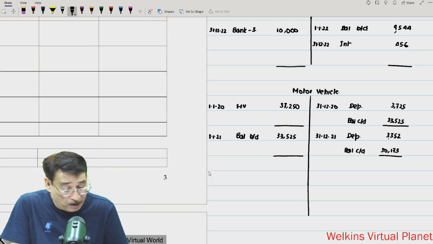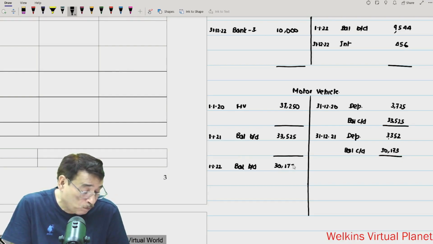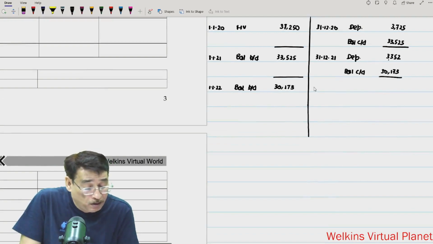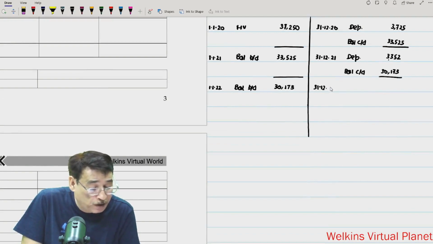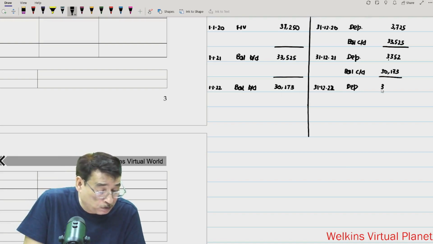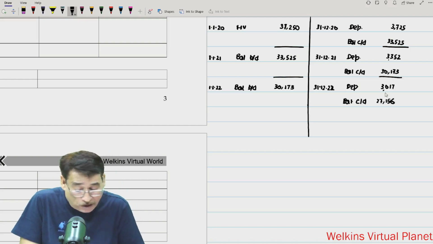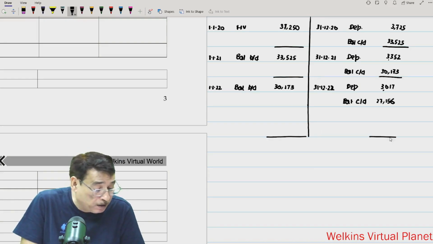Then again, 1/1/2022, again I am going to write balance brought down. The balance brought down happens to be 30,173. Then at the end of the year, 31st of 12, 2022, I will write by depreciation. I will compute 10% of this figure, that is equal to 3017. Now the balance carried down is equal to 27,156. So purchaser will prepare the accounts in this manner, correct?